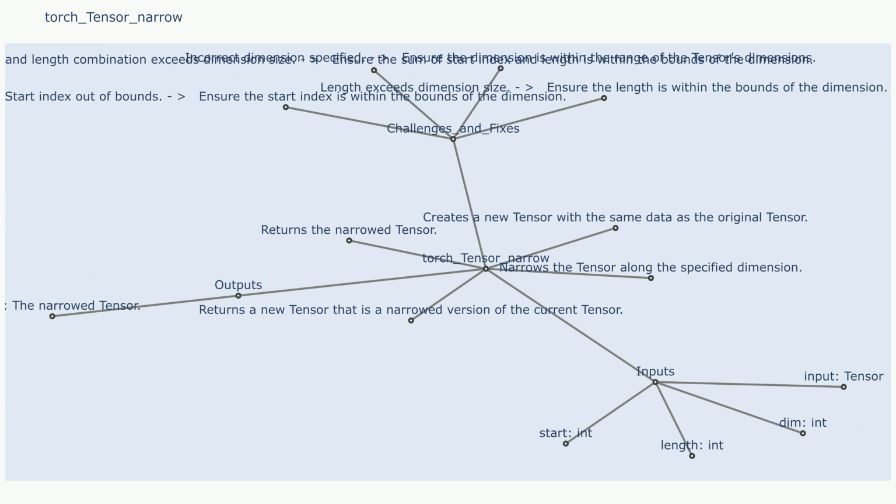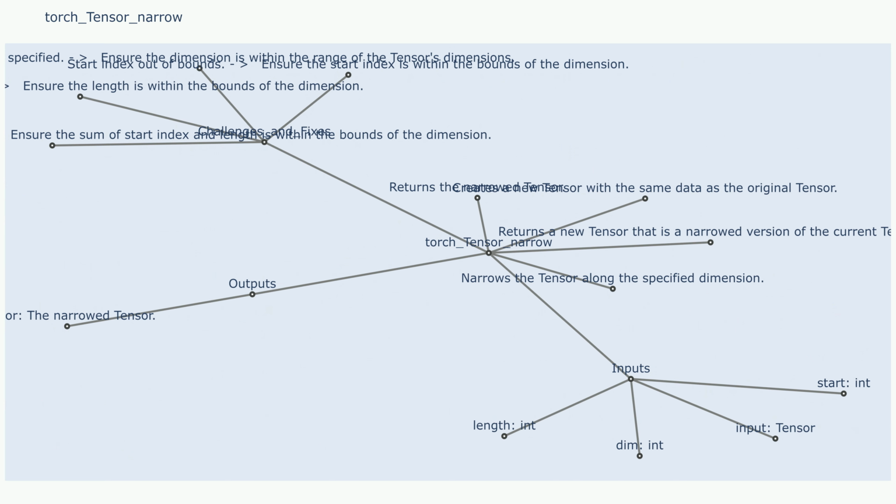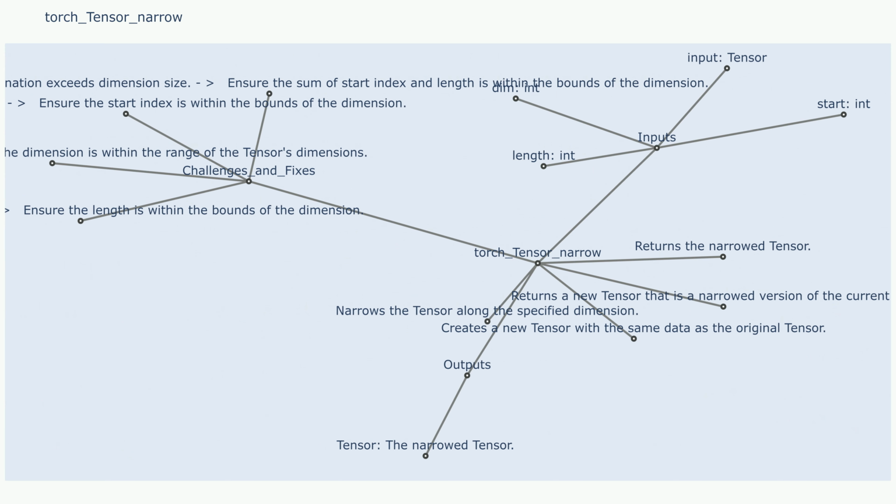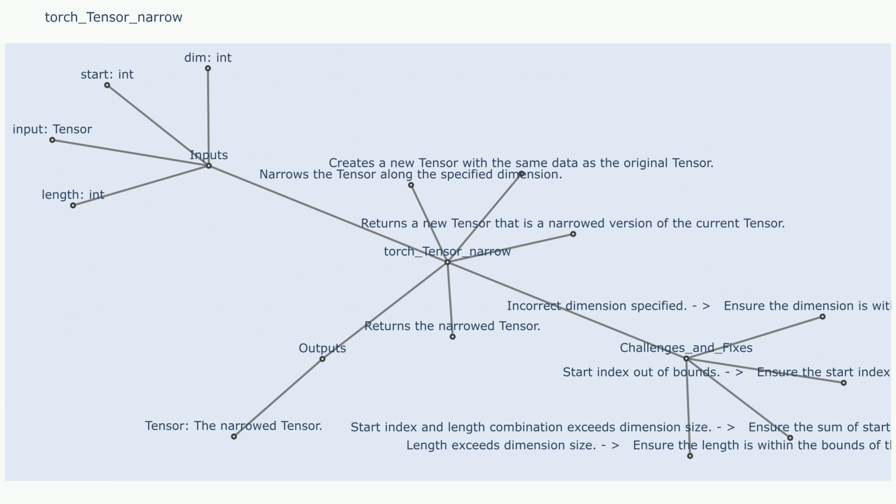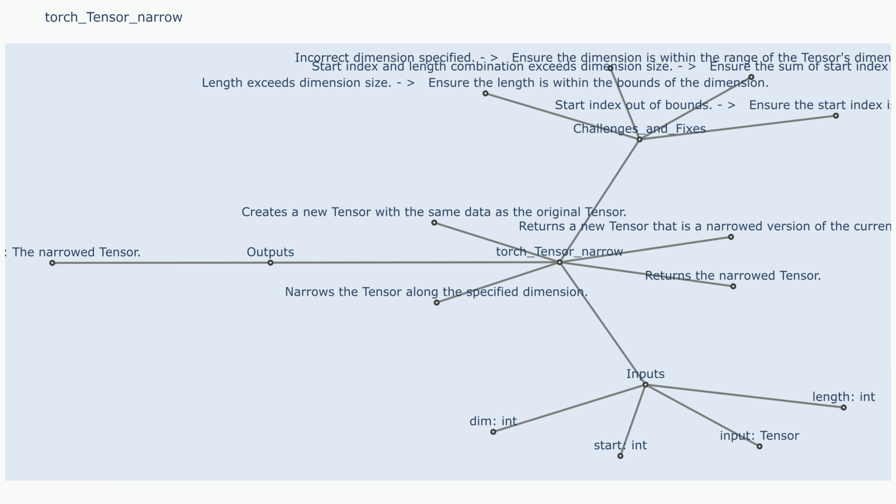Challenges and fixes. Challenge 1: out of bounds index. If the start index or length value extends beyond the bounds of the specified dimension, an index error will be raised. Sample use case: tensor = torch.arange(10).reshape(2, 5), subtensor = tensor.narrow(0, 3, 4). This will raise an index error because the start index 3 is out of bounds for the first dimension of size 2. Fixes: ensure that the start index and length value are within the bounds of the specified dimension.